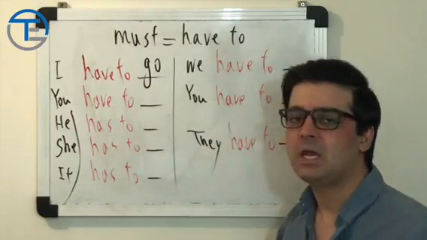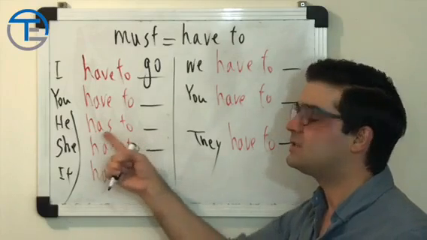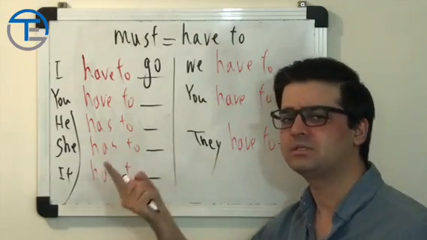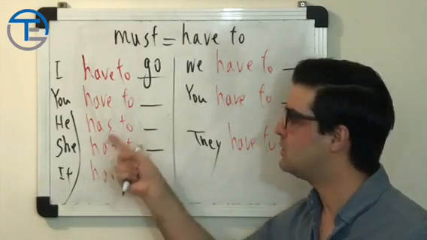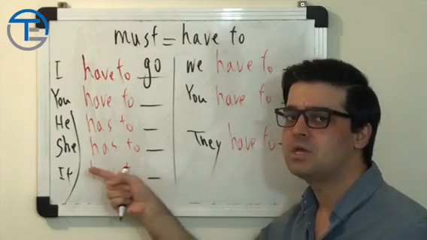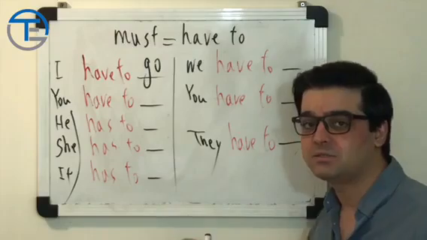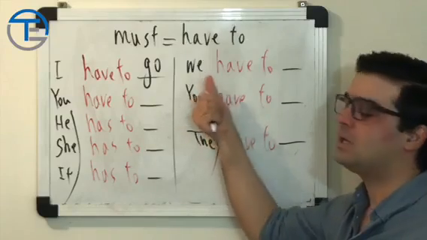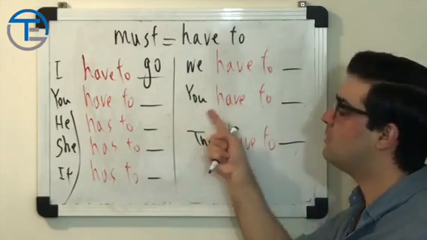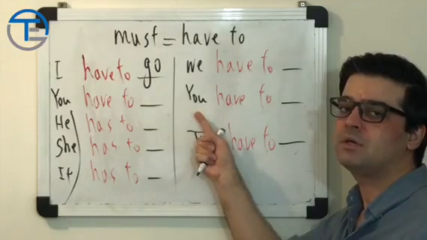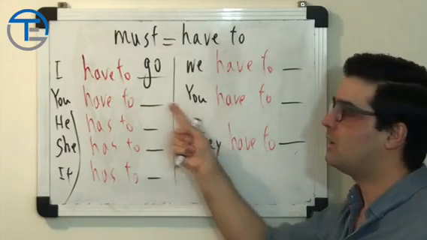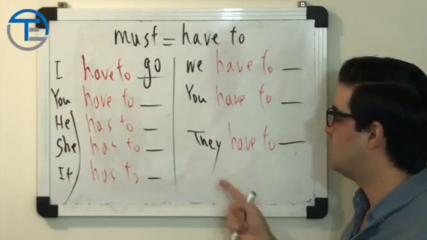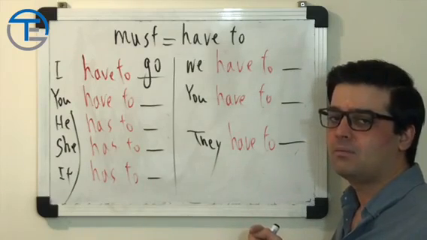These three, you have to say has to go because of the third person. You say he is, she is, it is. So it's like this: he has to, she has to, it has to. I and you together make we. We have to go. You have to go. You here is plural, but here is singular. You have to go. They have to go.